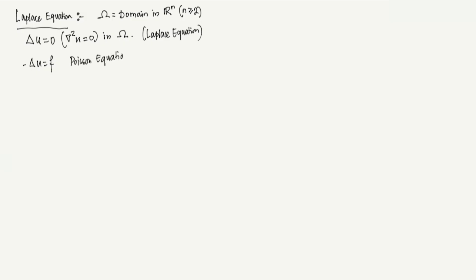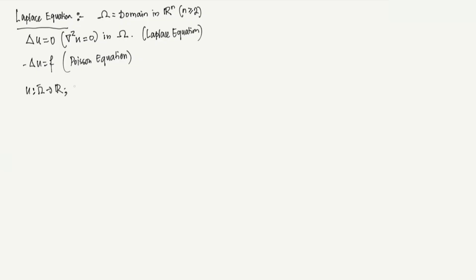Now, of course this is also in omega. So all of these equations are in omega. Now, what is this u? Basically that's your unknown, right? So you see here u from omega bar to R. Omega bar is the closure of omega, right? I will explain that again.